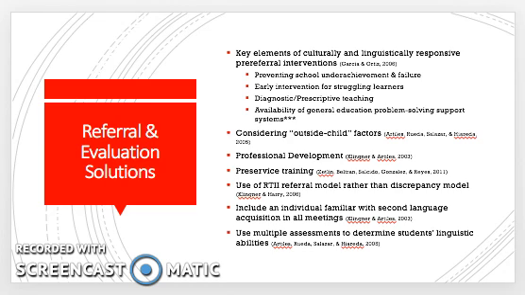In addition, a study recommended the use of the RTI referral model rather than the discrepancy model, which is based on testing. This should theoretically erase the issue of testing bias. Also, another solution is to include an individual familiar with second language acquisition in all meetings: the pre-referral meetings, child study teams, and IEP meetings. And finally, there's a suggestion to use multiple assessments to determine students' linguistic abilities, so we get a whole picture of what the student is capable of.